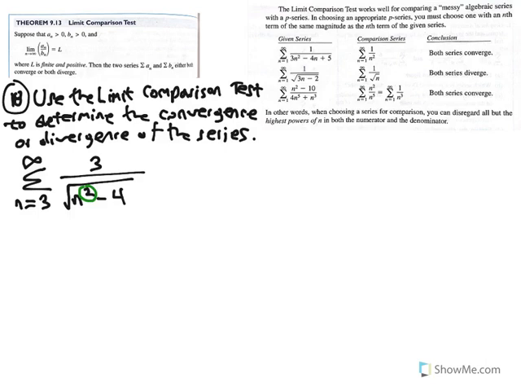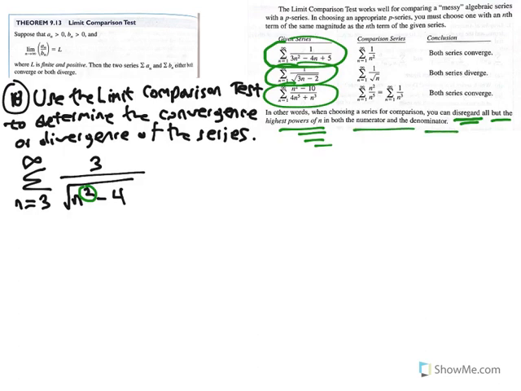So you can look at the guidelines here. You want to choose a p series so that you can disregard all but the highest powers of n in both the numerator and the denominator. So what is the highest power of n that we have in the numerator?